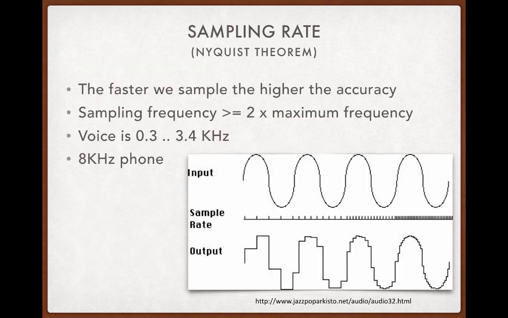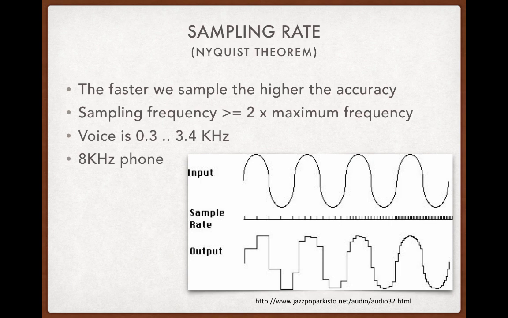Sampling rate is a little bit different, and this relates to Nyquist theorems. The faster we sample, the higher the accuracy of our reconstruction. Our sampling frequency must be at least 2 times greater than the maximum frequency component in a signal. If we take the example of voice, that is generally 300 Hz to 3.4 kHz or 3.6 kHz, around about there, we need to sample at least twice the highest frequency component of that voice signal. The highest frequency component of voice in our example is 3.4 kHz, so we would normally sample that at around 8 kHz.